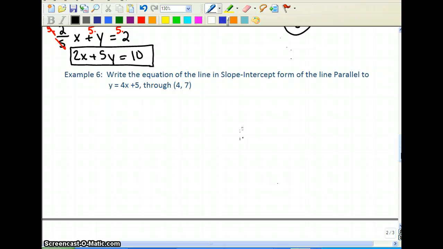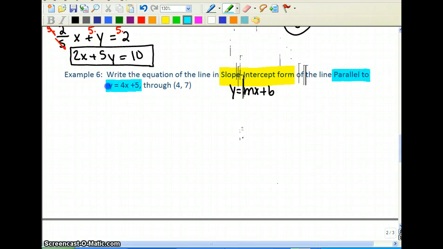Number 6, write the equation of the line with the slope in slope-intercept form. So there's what we're trying to get to, which is y equals mx plus b. And I want it to be parallel to this line. If I want to be parallel to that line, then I need to have the parallel slope. Parallel slope is the same slope. Well, what's the slope of this line? It's 4. So I'm going to use 4 also. And it goes through this point.